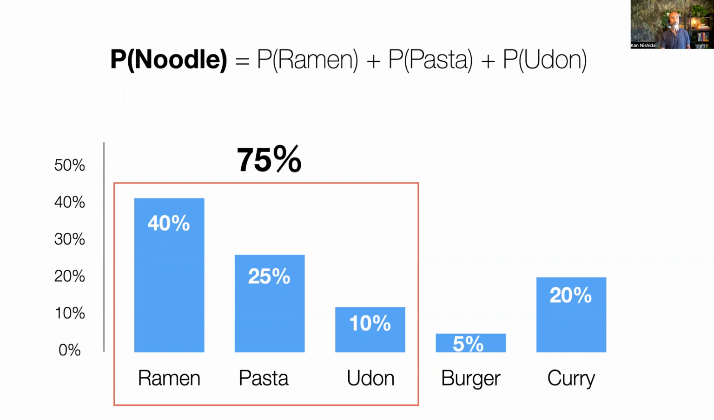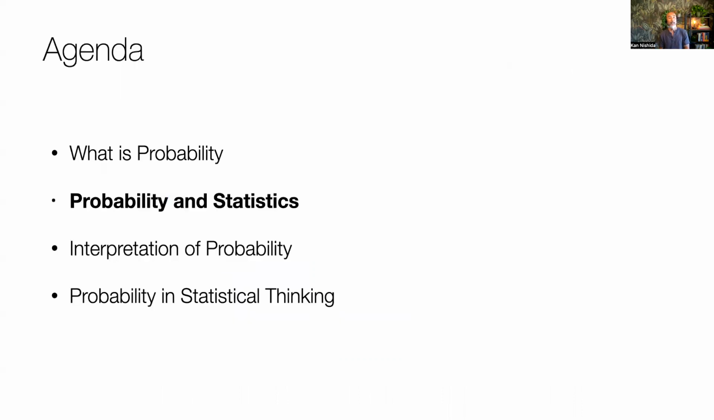Okay. So that's how it works, and there are a bunch of more ways of doing this kind of calculation. Like what if A plus B, or ramen but no pasta, or ramen, pasta or udon. There are many ways of calculating the probability, but this is the basic thing that we need to know so far. Okay. So let's move on to the next topic, which is probability and statistics.